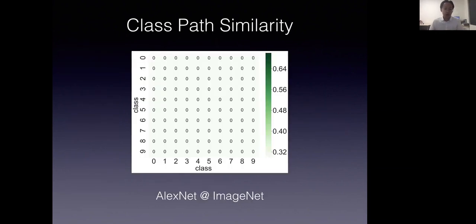We here compare the difference between different classes' paths to show that they're distinguishable. We use the heat map of the ImageNet dataset with AlexNet as the classification network to present the difference of class path.